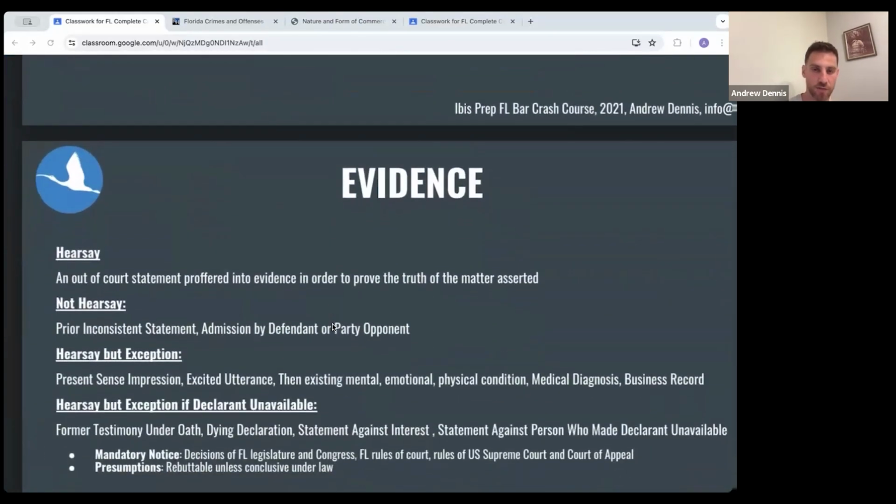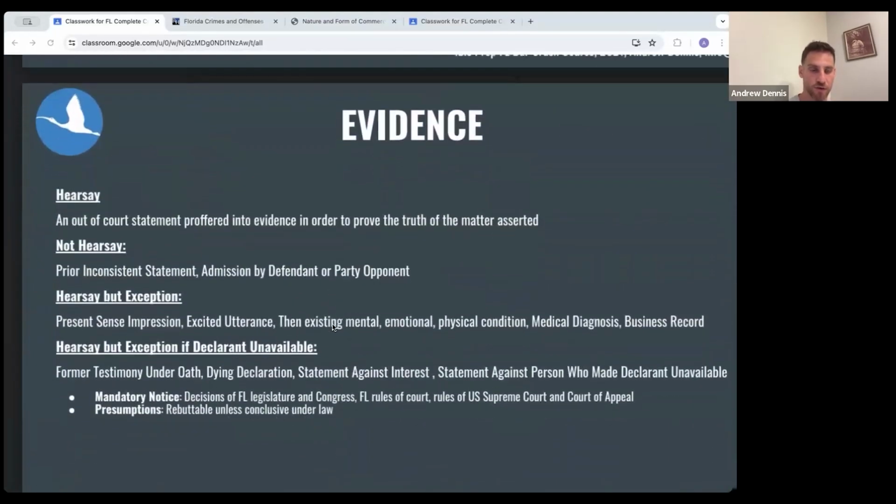All right, let's talk about evidence. Evidence is tested. I'd say the chance evidence is tested is like 83.7% on the test. It'll be a multiple choice subject, and it's tricky, right? In evidence, we have hearsay: an out-of-court statement proffered into evidence in order to prove the truth of the matter asserted. A statement from the neighbor that Johnny stole the cookies, offered to show that Johnny stole the cookies, is probably inadmissible because it's coming in to show exactly that.